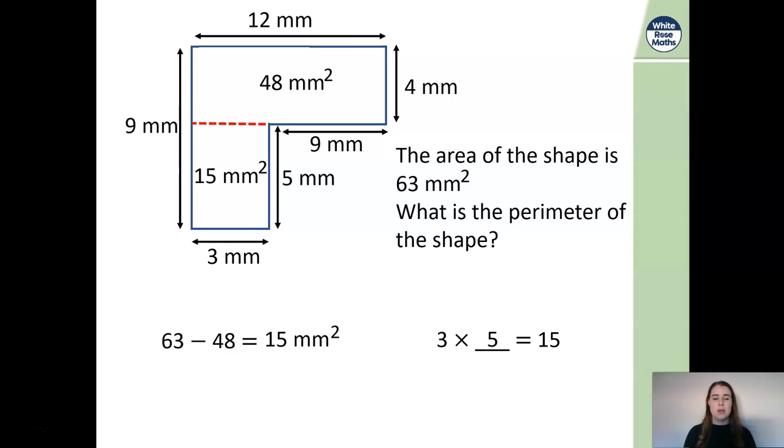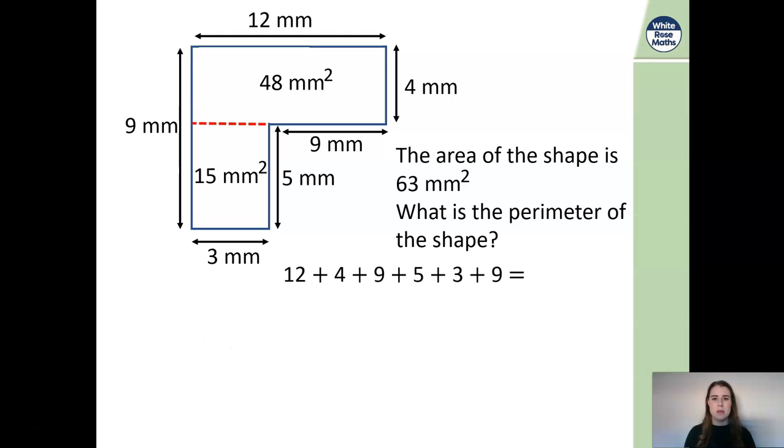Now, let's go back to the question. What did the question actually want us to work out? Well, the question says, what is the perimeter of the shape? So perimeter is the length all the way around the outside of the closed shape. So we need to form our number sentence and add them all together. Here is my number sentence.